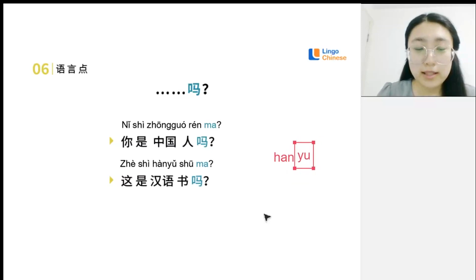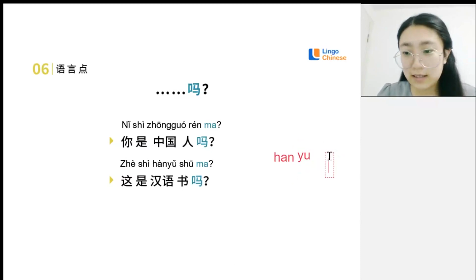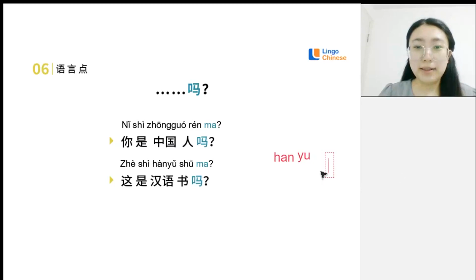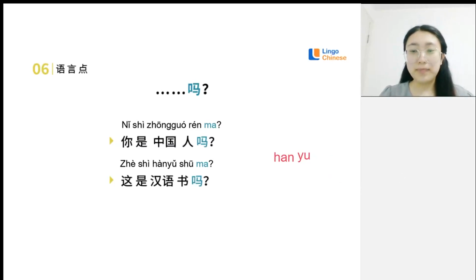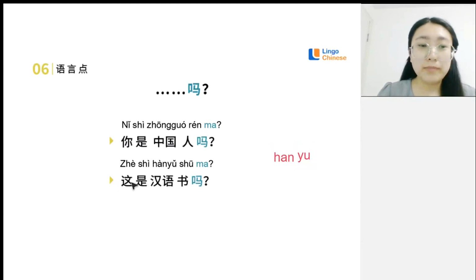汉语 means Chinese. Oh, I see. Maybe it's because of the network. It's okay. As long as you know how to say it, it's okay. So, 它是英语书吗？Is this an English book?